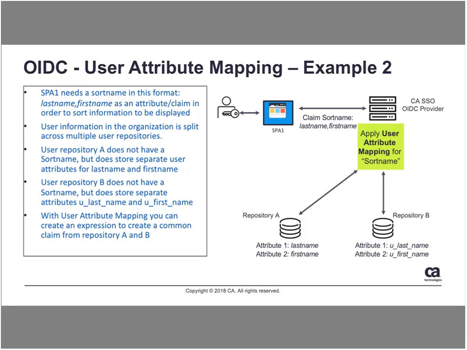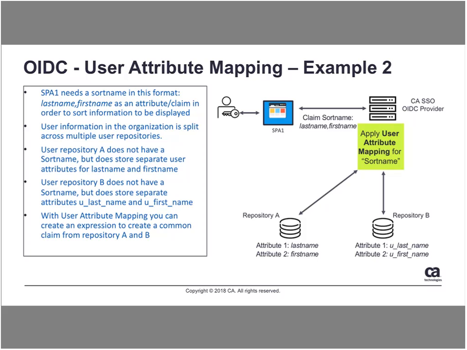You can create a common claim using the expression to fetch the attributes from repository A and repository B. With this capability, you can also reduce the application-level logic to convert the user attributes. So the behavior can be achieved at the OIDC level itself instead of handling that at the application level. And at the same time, the other benefit is that you will be able to handle the attribute conversions at the OIDC provider level rather than managing all those conversions at the repository level.